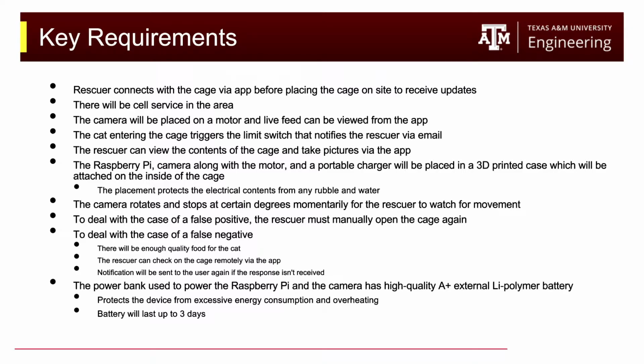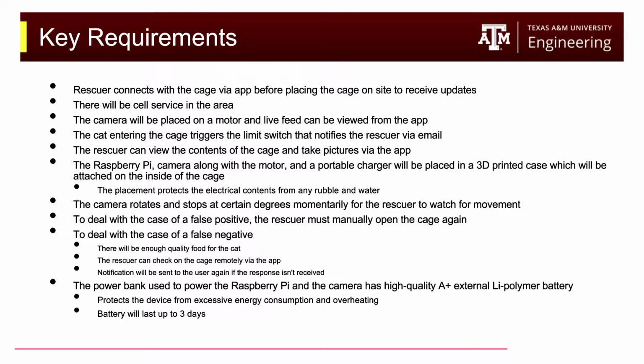The camera monitoring the cat catcher will be placed on a motor which will rotate and stop at certain degrees momentarily for the rescuer to watch for movement via the application. There will be a limit switch which will be triggered upon a cat entering the cage, and the rescuer will be notified about that via email. The rescuer will have the ability to view and take pictures of the contents of the cage via the application.